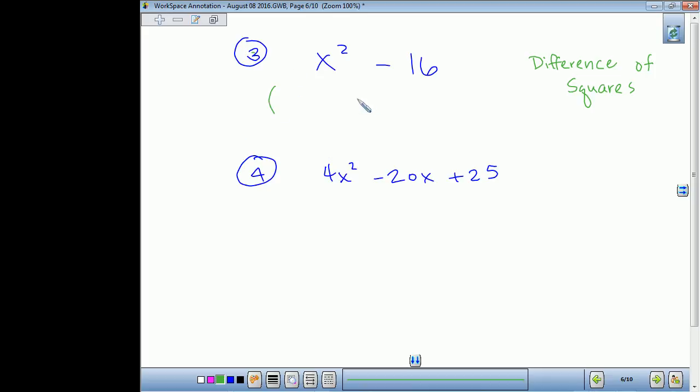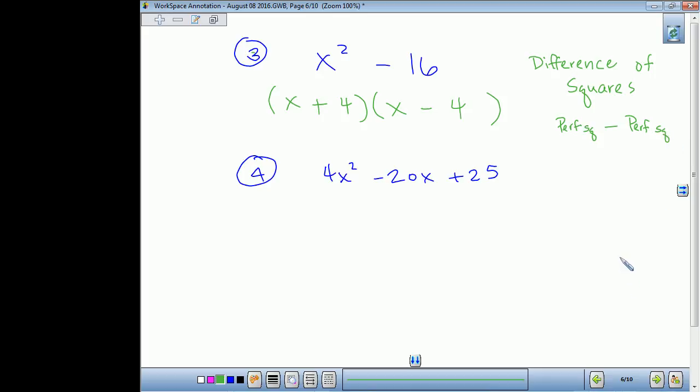And a difference of squares factors to the square root of the first one plus the square root of the second one, times the square root of the first term minus the square root of the second one. The reason this always works is because if we distribute back through, we get a positive 4x and a negative 4x, and they cancel that middle term out. So that's a difference of squares. It works when you have a perfect square minus a perfect square.